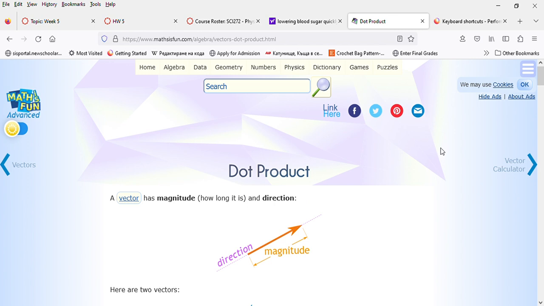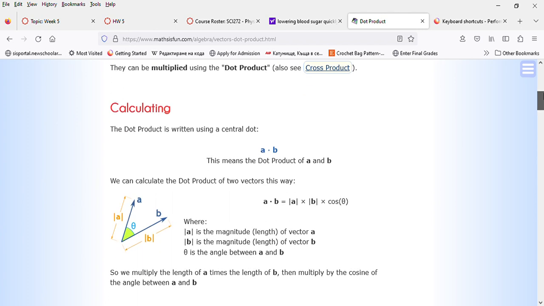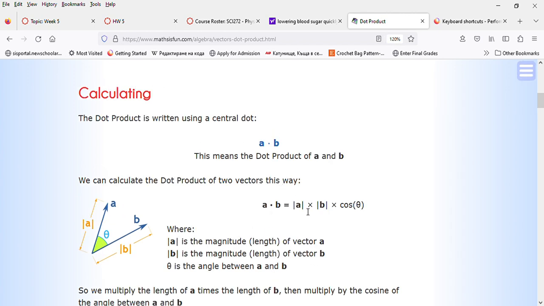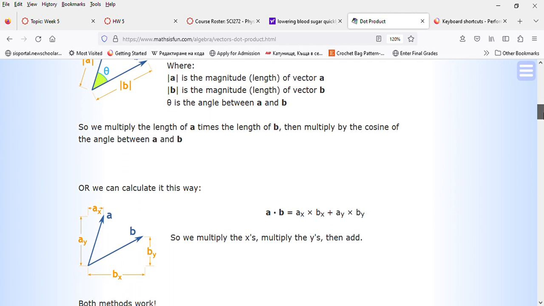And here is the dot product. So it's called dot product because it has that dot compared to the cross. So that's very different when it comes to vectors. So what is the formula? It is the magnitude of A multiplied by the magnitude of B multiplied by the cosine of the angle between them. This is the formula for dot product or scalar product, as physicists do it.